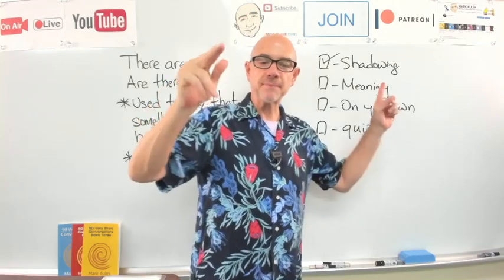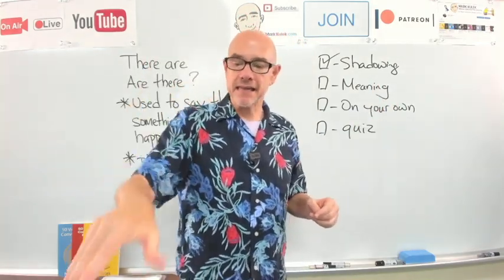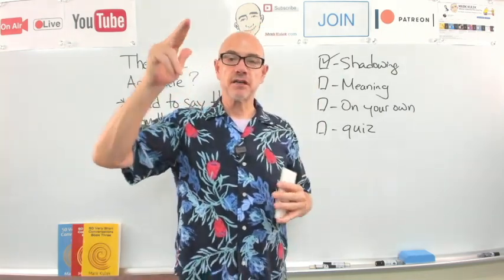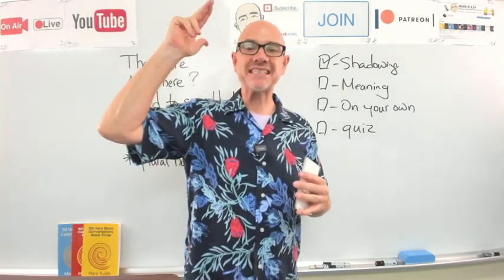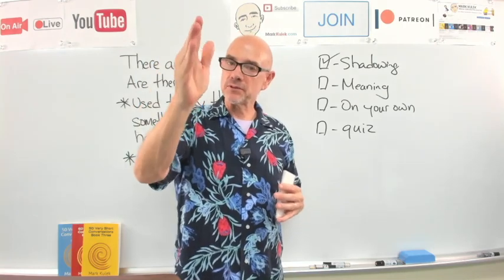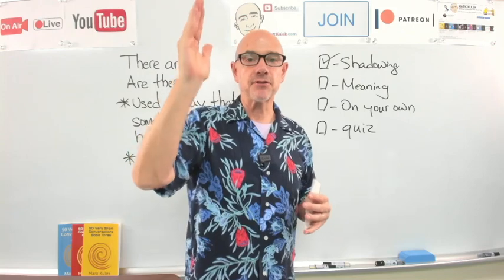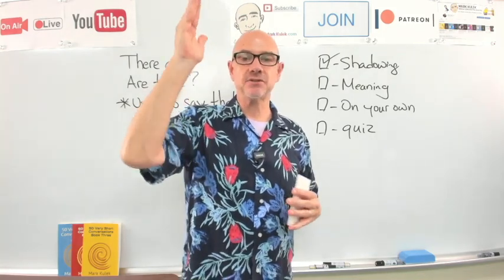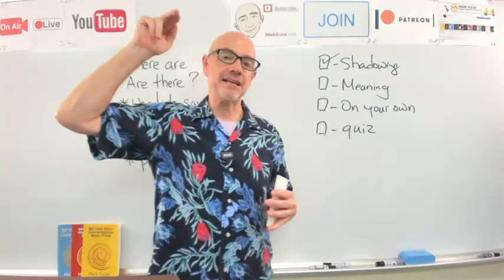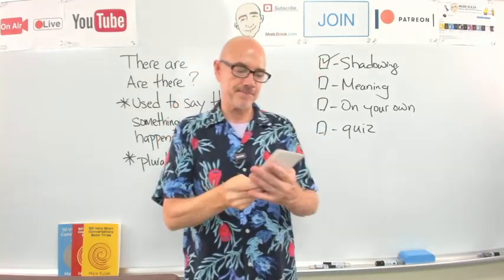Okay, now for step two, meaning, we will shadow again, but this time I will show you the card. You will see the picture. You will see the sentence. We will talk about the meaning. So we will shadow each card three times like we did before. Then after the third time, you will see the sentence, you will see the picture, and we will talk about the meaning. Okay, so let's go ahead and do it. Meaning, countdown. 5, 4, 3, 2, 1.